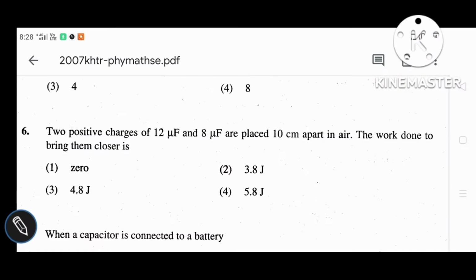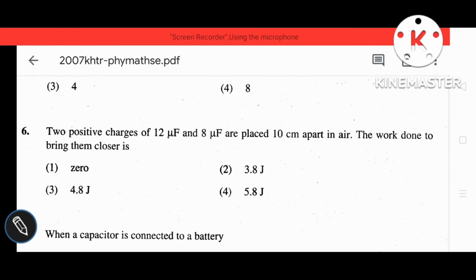Question number 6. Two positive charges of 12 microfarad and 8 microfarad are placed 10 centimeter apart in air. The work done to bring them closer is. So I think this question is wrong because they have to give the R value here. One R value is given, another R value has to be given, as this is taken from the second year PUC chapter. So it's not given.